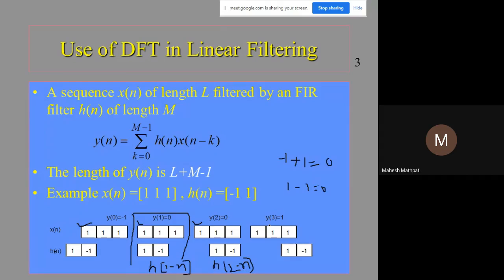You just note down the final answer as y of n equals, in brackets you write minus 1 0 0 1, minus 1 0 0 1. This is our normal linear convolution. Now, can I move to the next part? So this is the alternate for our graphical representation. If you find this easier, you can do this too, right?